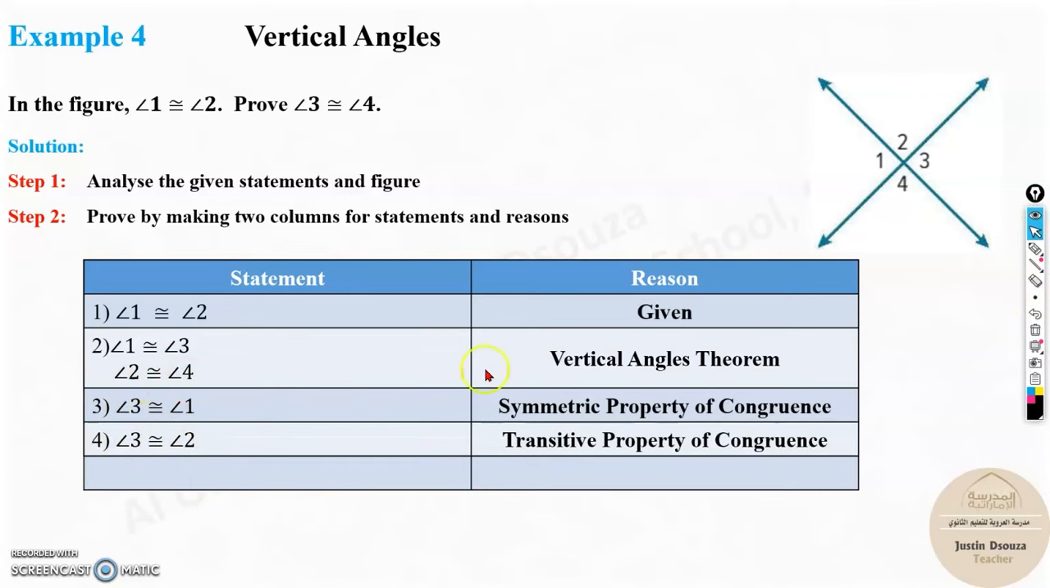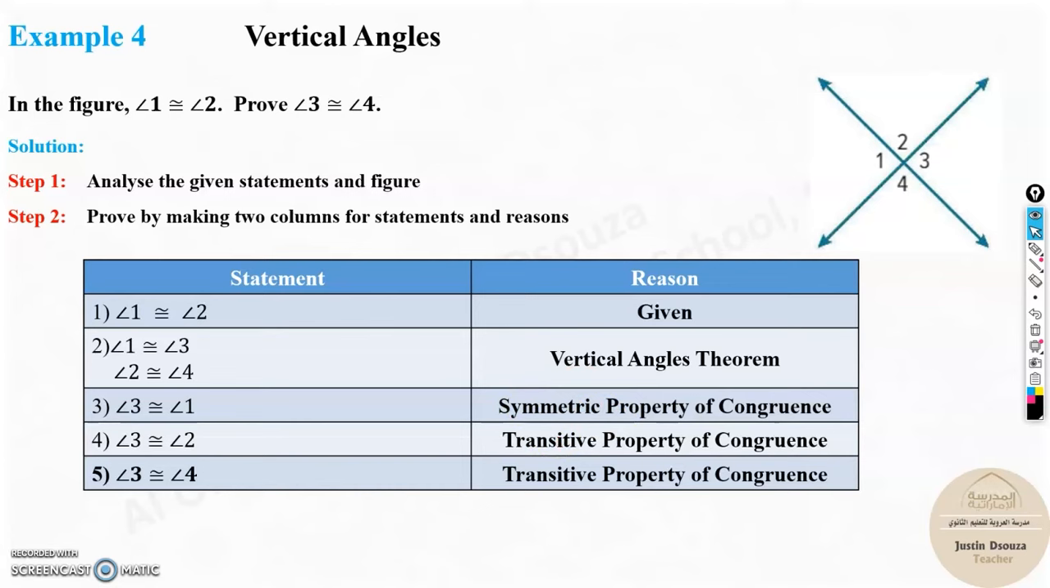Now look at this again, vertical angles theorem. We already stated 2 is congruent to 4. So 3 will be congruent. Instead of 2, write 4. Again, we are using the transitive property. So the only thing is, write the vertical angles, then it is either symmetry or transitive property. So this is the way we can prove the angles.